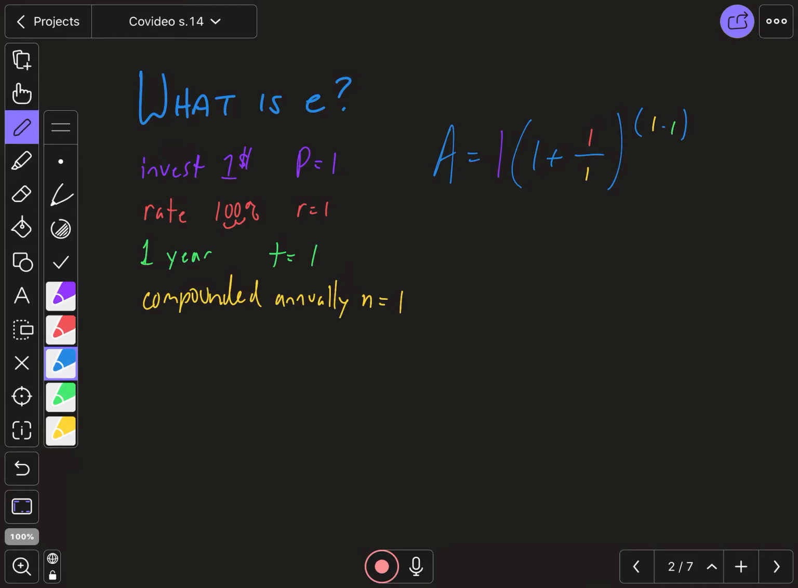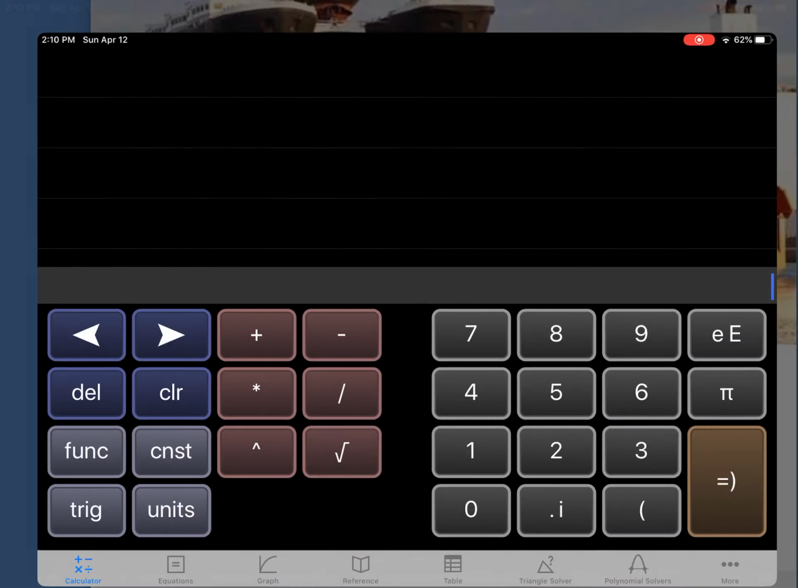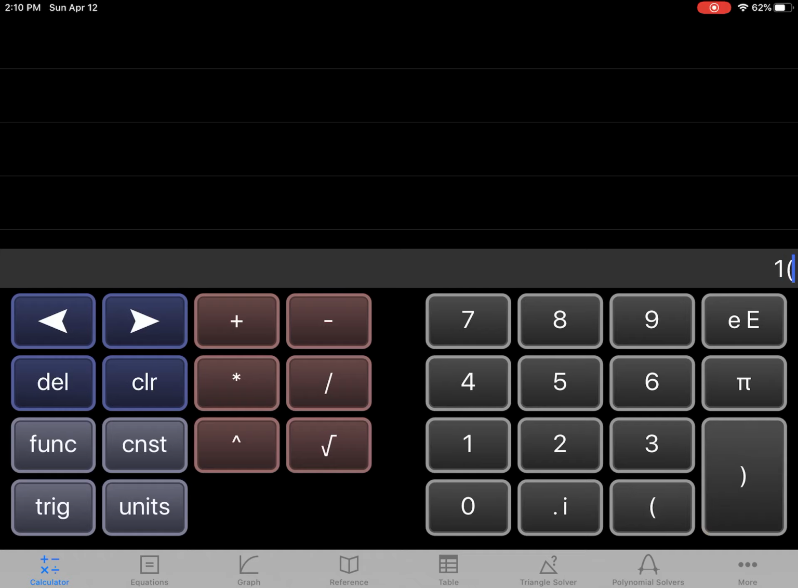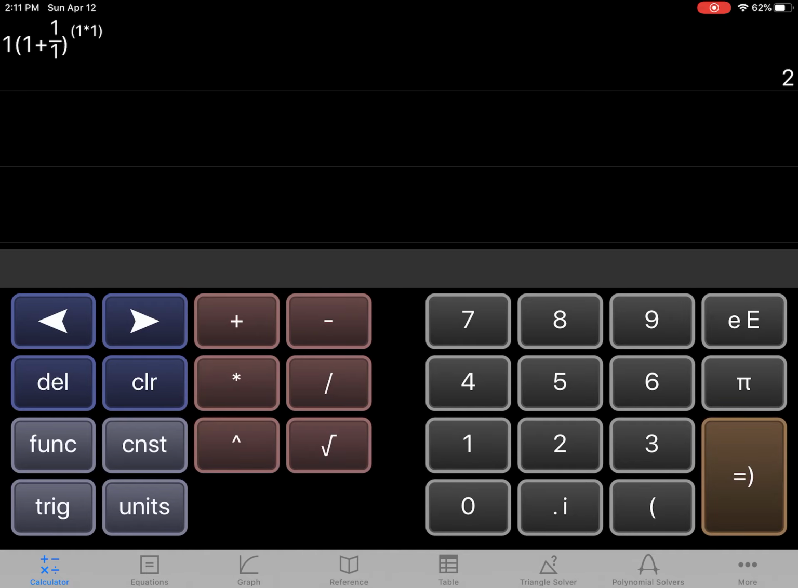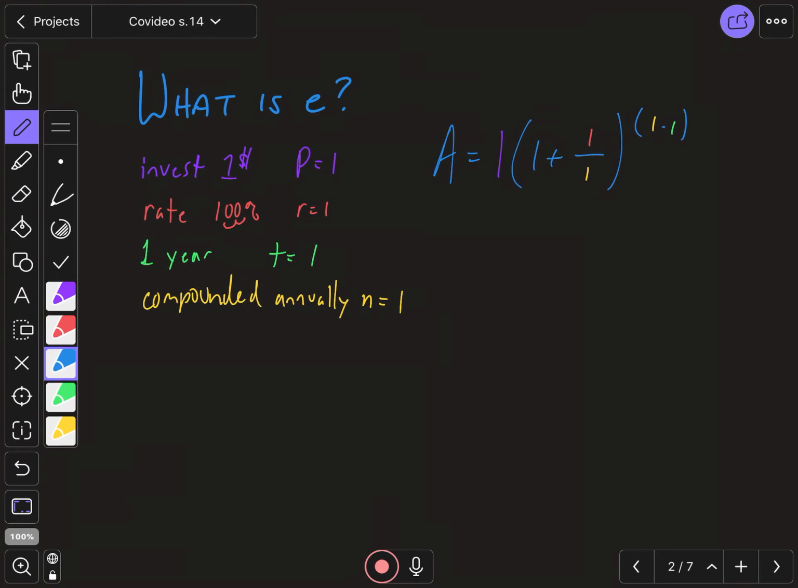And so we can calculate that. So I'm going to throw that to the calculator. So 1 plus 1 divided by 1, all to the 1 times 1 power. So we find out that that's 2. So if you put $1 in and you got 100% interest back, you would get $2 back at the end of the year. So basically the idea was, well, what happens if we compound it more and more?